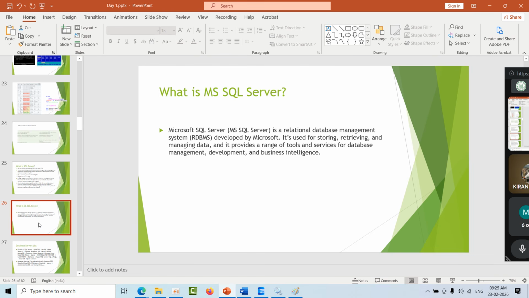Now, what is MS SQL Server? MS SQL Server is the RDBMS product which is used to store, retrieve, and manage data. So this is called Microsoft SQL Server. It's RDBMS software.